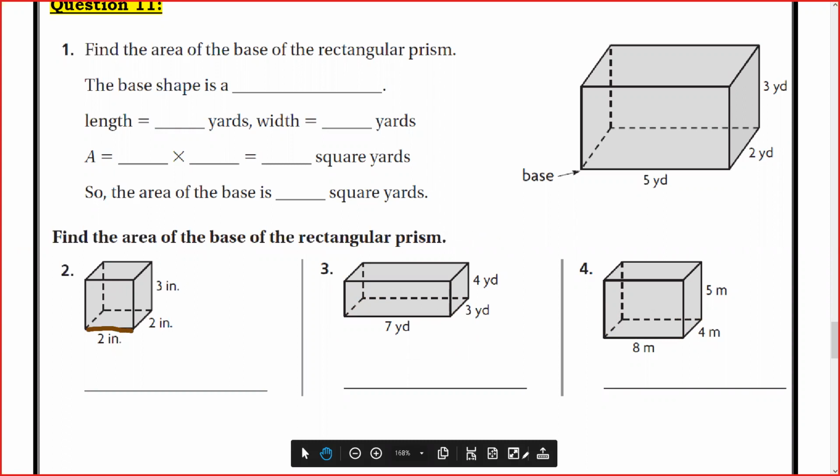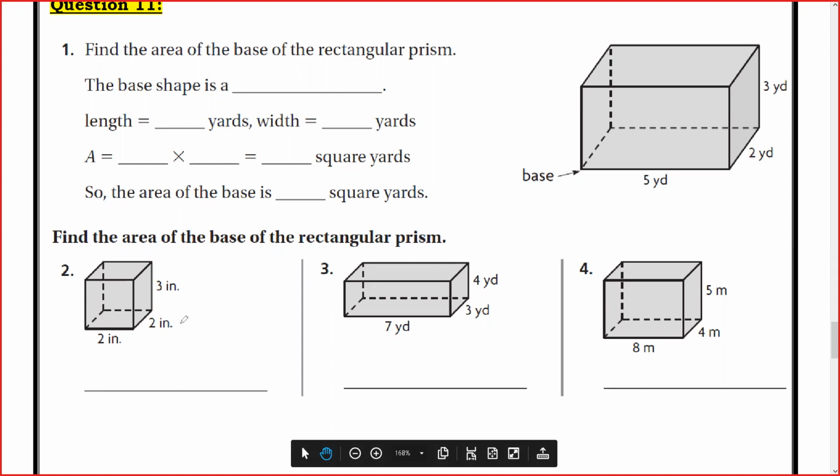But look at here, the base is a square. Since the base is a square, all the sides are equal, so I will say that this is not a cube, sorry, because this is 3, not 2. If this is 2, I will say this is a cube. So this is also a rectangular prism, because the height here is 3. So all of them now are rectangular prisms.